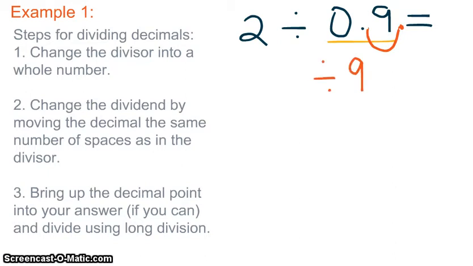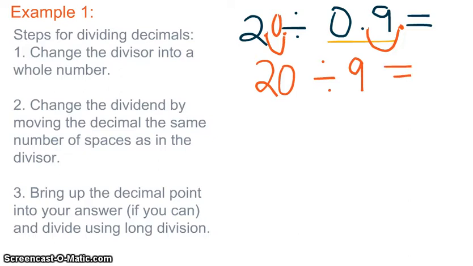And then we need to do the same thing to our dividend. In this case, our dividend is the number 2. In our number 2, the decimal point is found right after the 2, and we need to once again follow step 2, that says change the dividend by moving the decimal the same number of spaces as in the divisor. So we need to move it one space to the right, and then fill that space in with a 0. So now our new division problem looks like this, 20 divided by 9.